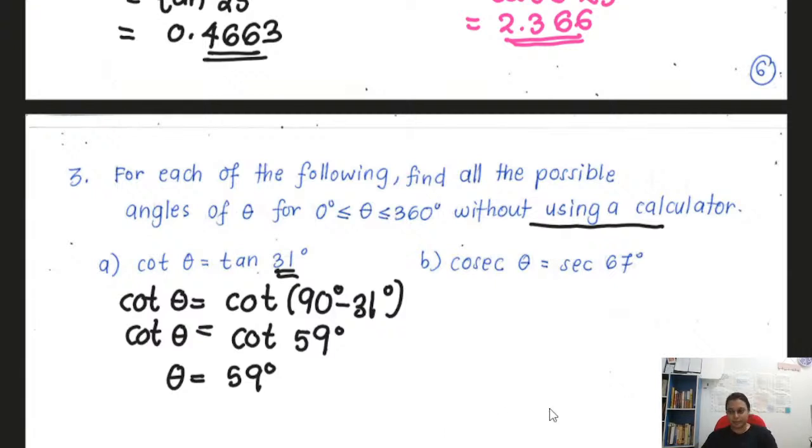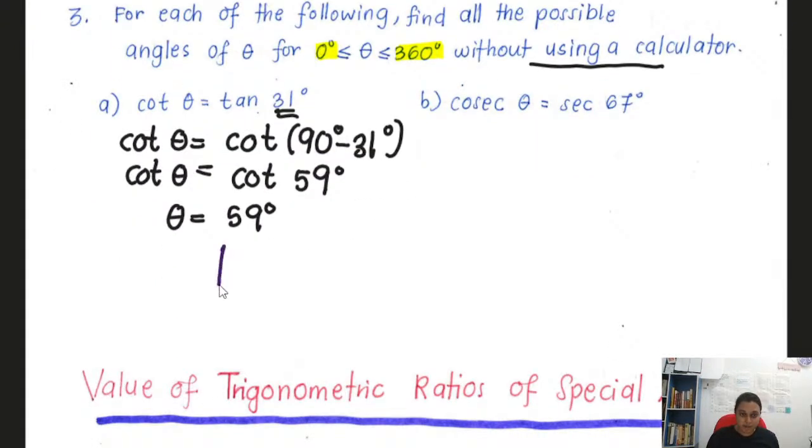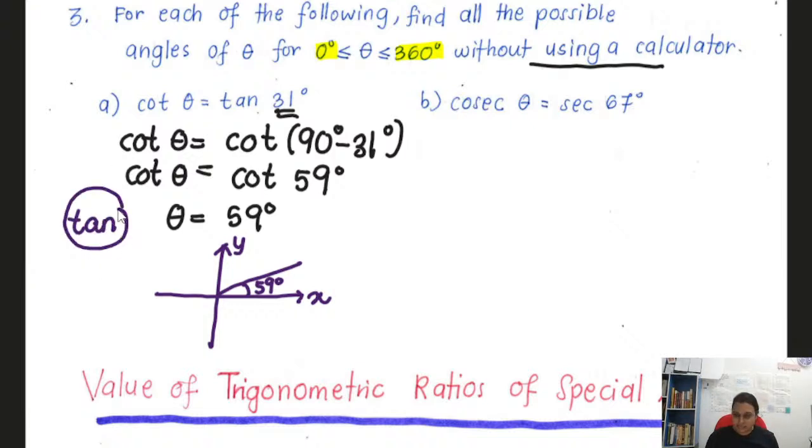We must double check. Is that the only answer or not? How to check? Ini ialah sudut daripada 0 sampai 360, isn't it? So what we do? We must check for everything. Kita kena check untuk semua. Okay, kita lukis 59 dulu. Here is 59, correct? Cotangent. Dia punya best friend ialah tangent, isn't it?